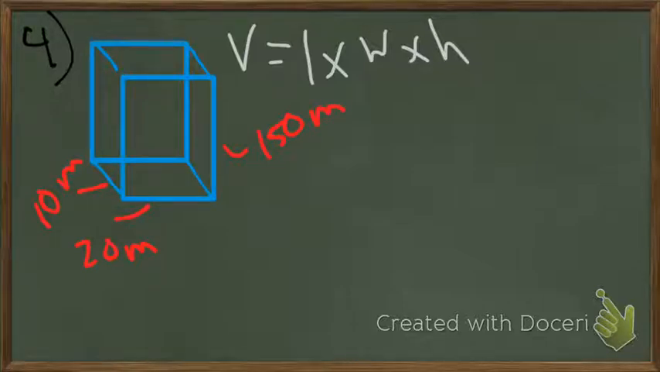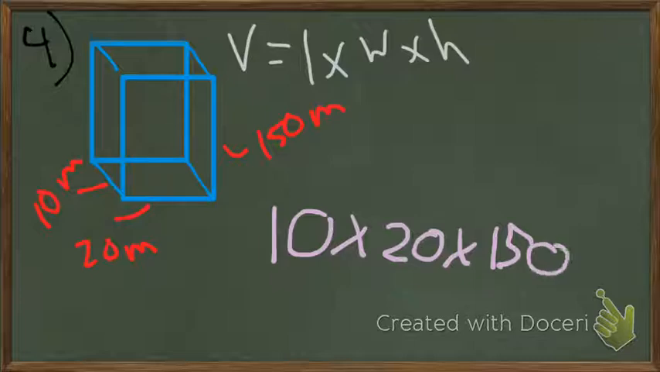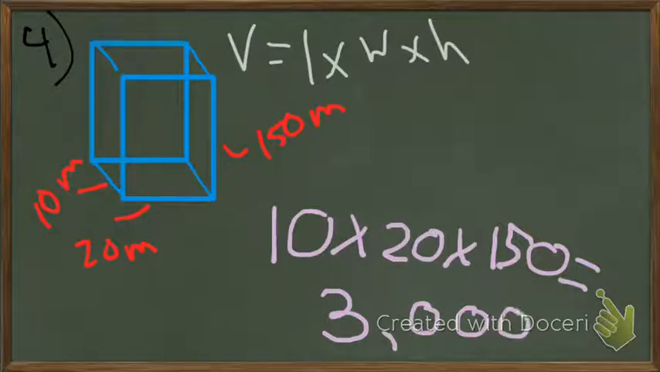So you have to do 10 meters times 20 meters times 150 meters. How big is this? It's just a bunch of zeros. Take away the zeros, you can still multiply. So 10 times 20 times 150 equals 3,000 meters cubed. That's pretty big. Very nice. Thank you so much.